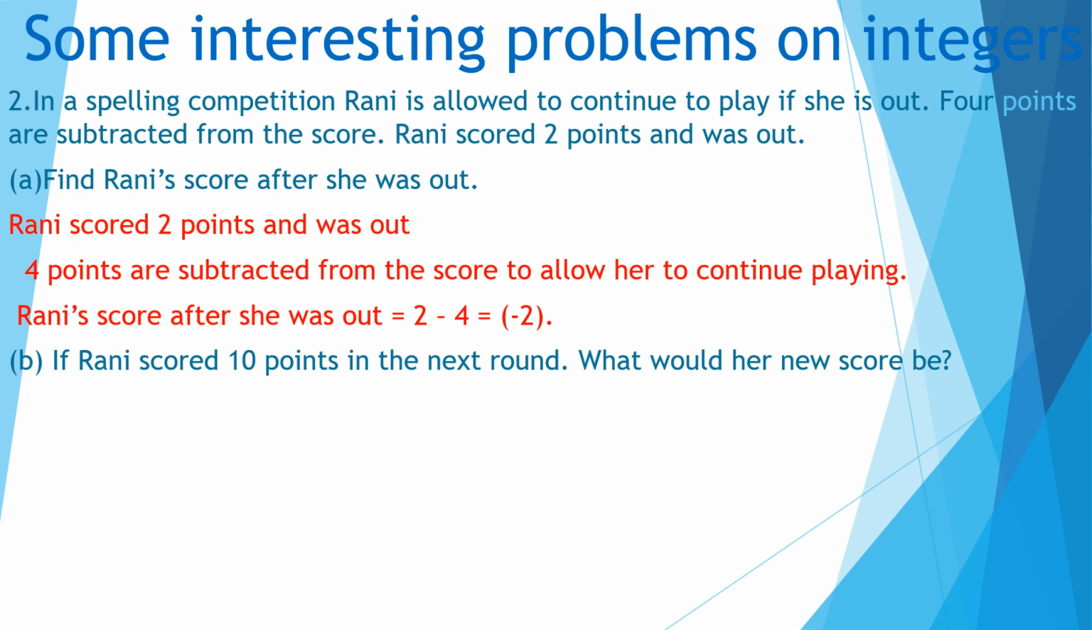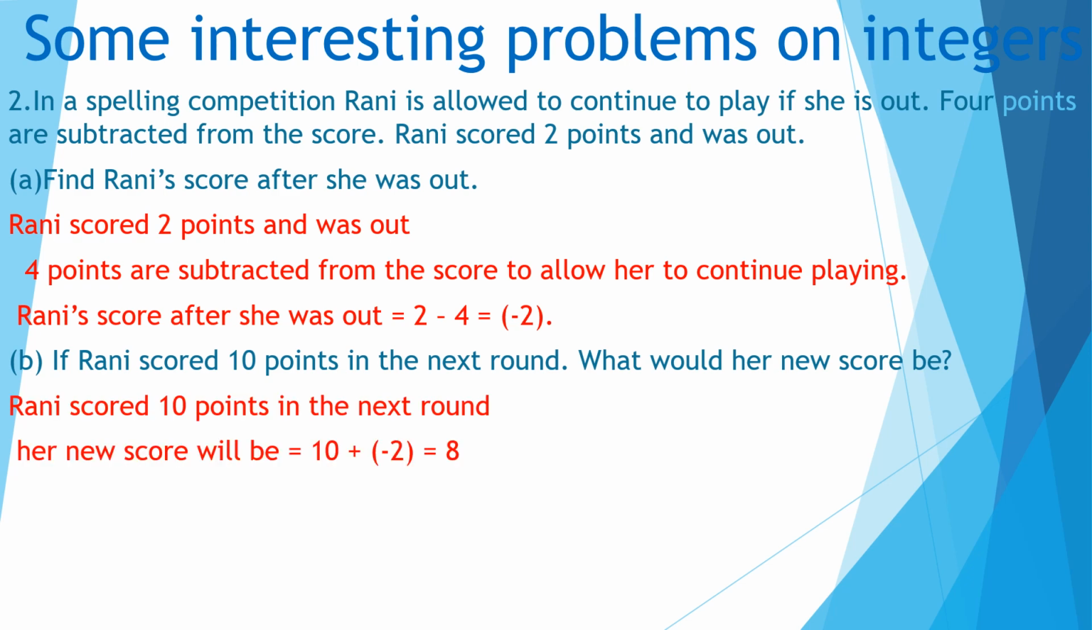Now if Rani scored 10 points in the next round, what would her new score be? Rani scored 10 points in the next round. Her new score will be 10 plus -2. So it is equal to 8.